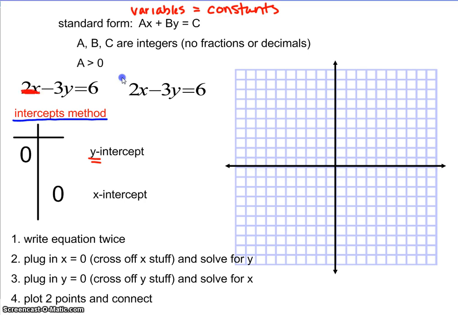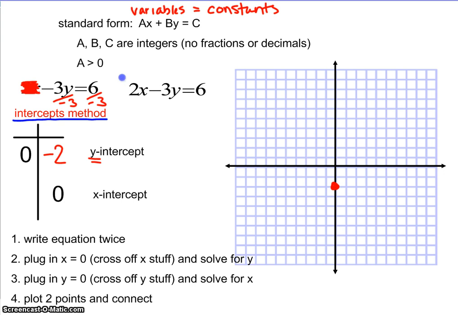So why do I write it twice? Because in one case, if I plug in 0, 2 times 0 is 0, it's gone. And now it's a pretty simple solve for y. I get y equals -2. There's my y-intercept.